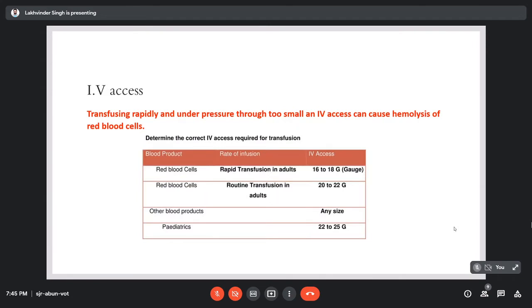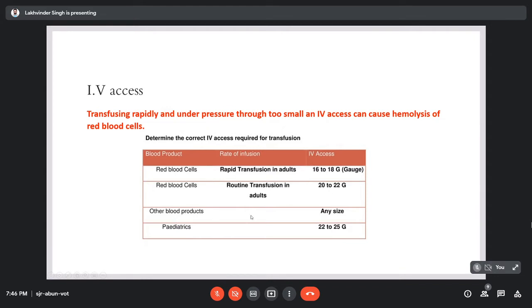Next important is IV access, because sometimes what happens is blood is issued, blood is kept outside and you don't have the IV access. Blood is not transfused, so blood gets wasted. So we must obtain a good IV access, and the IV size is mentioned here. For red blood cells, if you want to give rapid transfusion, like in a massively transfused patient, then 16 to 18 gauge. Or through the central line also you can give the transfusion, or a peripheral cut down can be done and you can insert the tube for the transfusion. And for red blood cells for routine transfusion in adults, 20 to 22 gauge is sufficient.